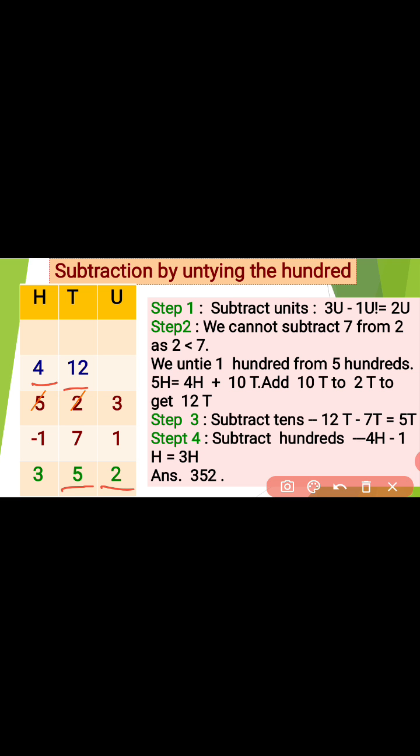In fourth step we subtract 100 from 400s. So answer is 300. So in this way, if we subtract 523 minus 171, we get 352.